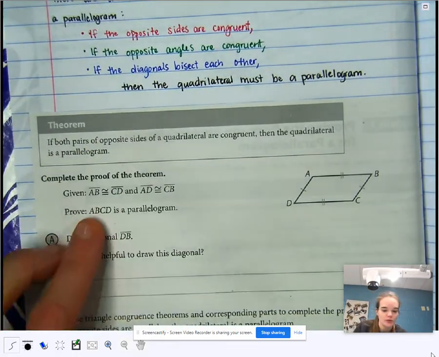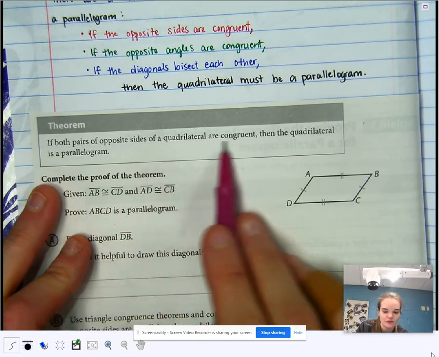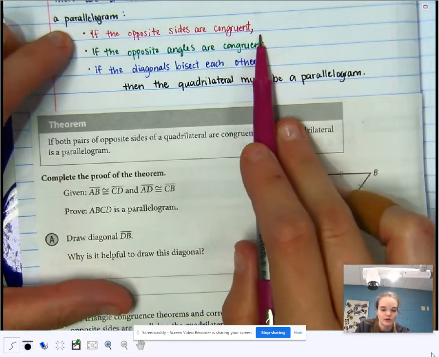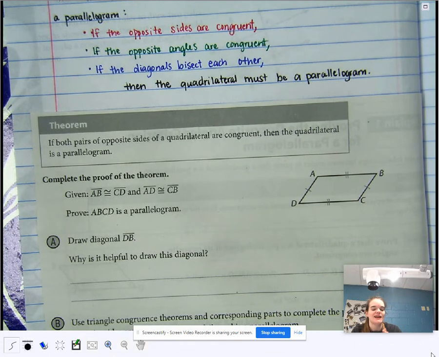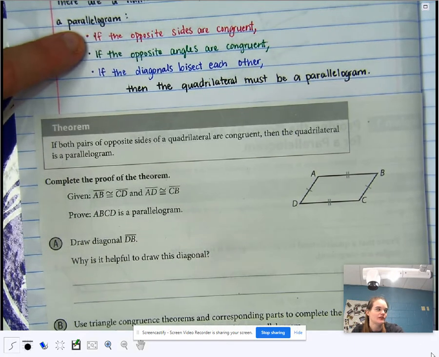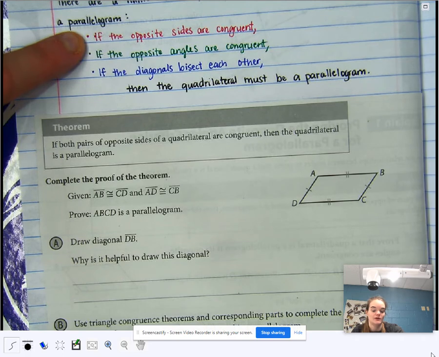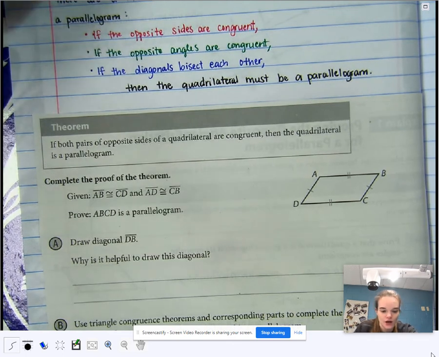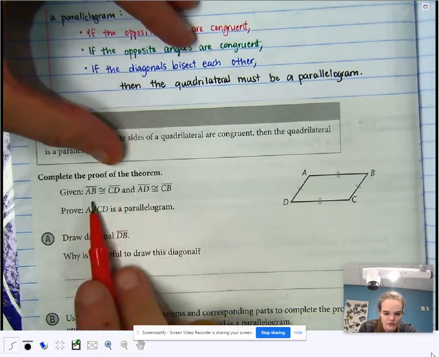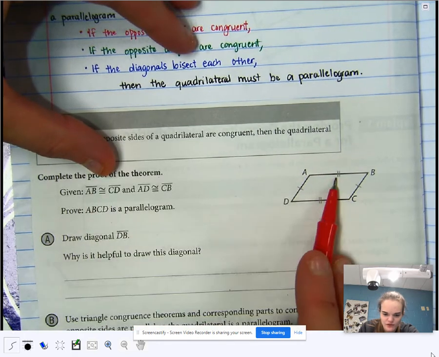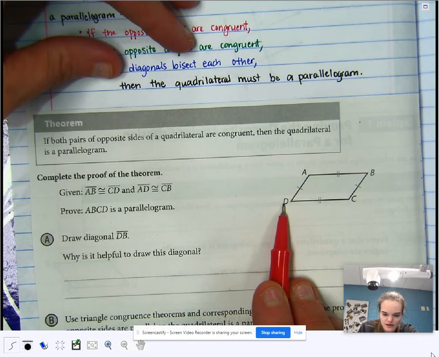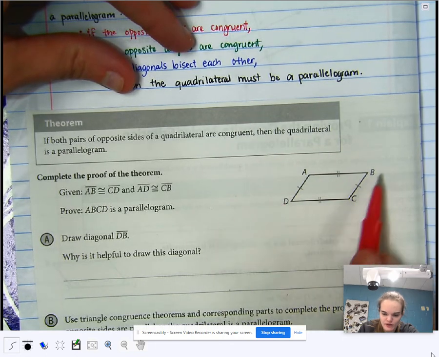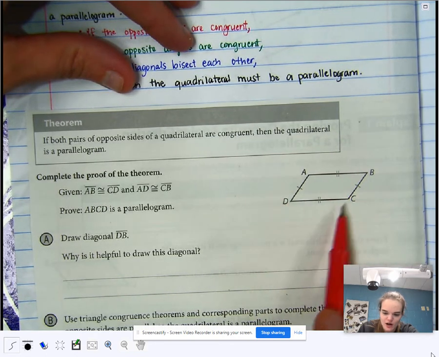Okay, so here's what we are proving. If both pairs of opposite sides of a quadrilateral are congruent, this red one up here, then the quadrilateral is a parallelogram. So we obviously can't use this. That is what we are proving. Okay, so it says, complete the proof. Given that AB is congruent to CD and AD is congruent to CB. So we're saying, given that the opposite sides are congruent, we're supposed to prove this is a parallelogram.